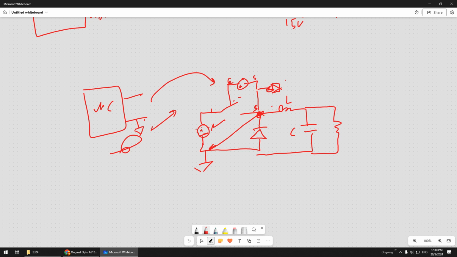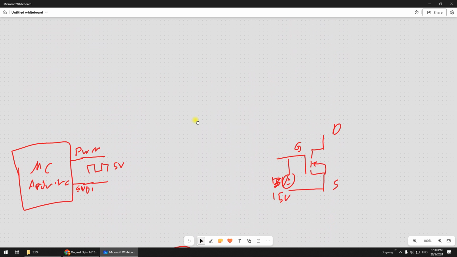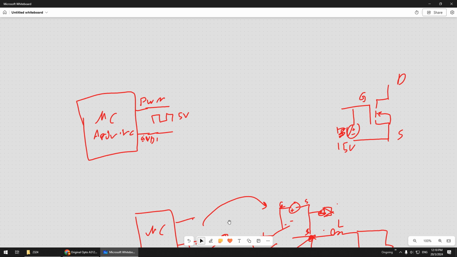So to do this, you need to have a gate driver. So gate driver is basically to amplify and isolate the signal. So for this case, the cheapest one that is available is the optocoupler, called HCPL 3120.